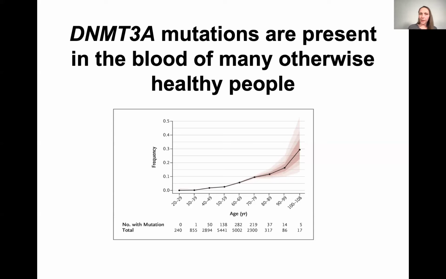So obviously the next logical question is, if you have a DNMT3A mutation in the blood, does that predispose you to the development of those blood cancers where we know DNMT3A mutations can occur?